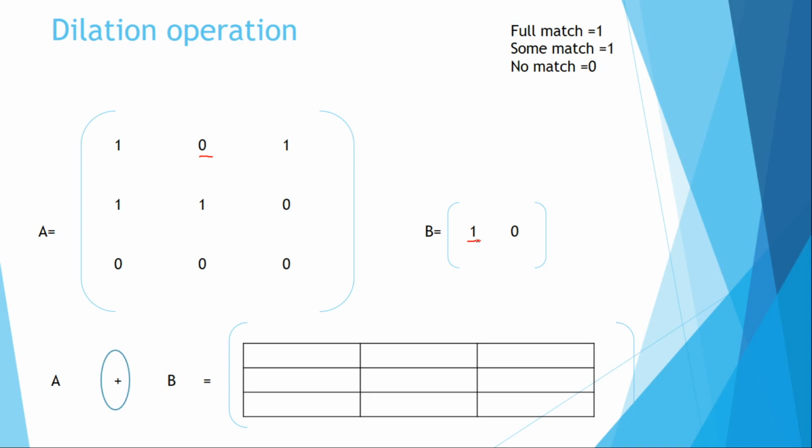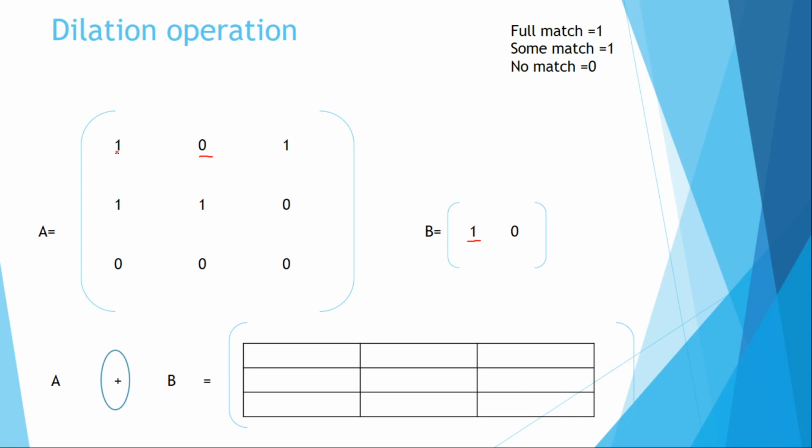So how to do the operation? It is a simple OR operation. As we already discussed, if any one of the values is matching, we consider the dilation output value as 1, otherwise it goes to 0.